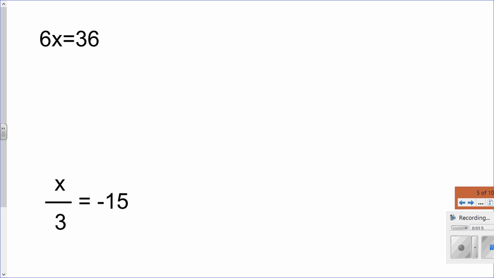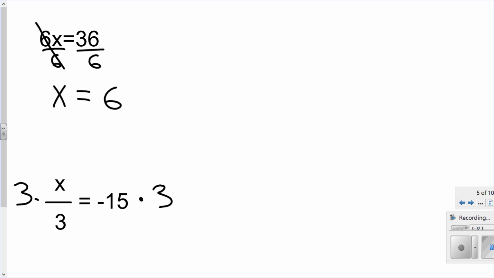Try these two. 6 times what number equals 36? If I divide both sides by 6, you get x equals 36 divided by 6, which is 6. And then what number divided by 3 equals negative 15? So if I multiply both sides by 3, this is the multiplication property of equality. This top one is the division property of equality. The 3's will cancel out, and I get x equals negative 15 times 3, or x equals negative 45.